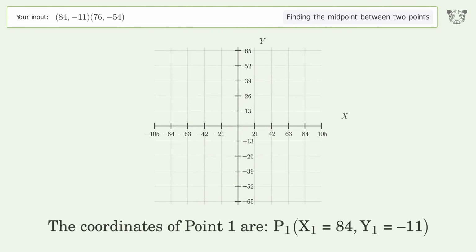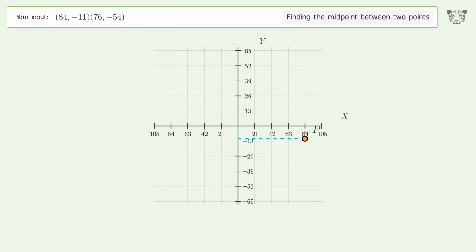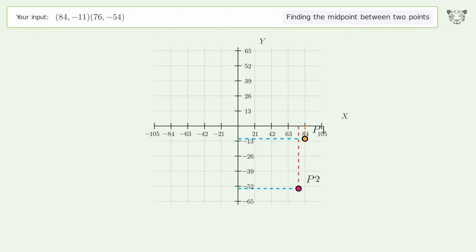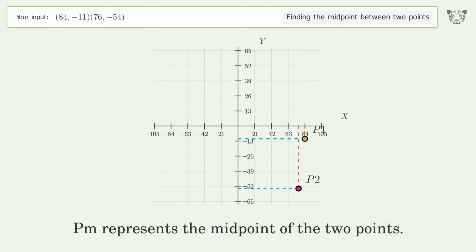The coordinates of point 1 are, x1 equals 84, y1 equals negative 11. The coordinates of point 2 are, x2 equals 76, y2 equals negative 54. PM represents the midpoint of the 2 points.